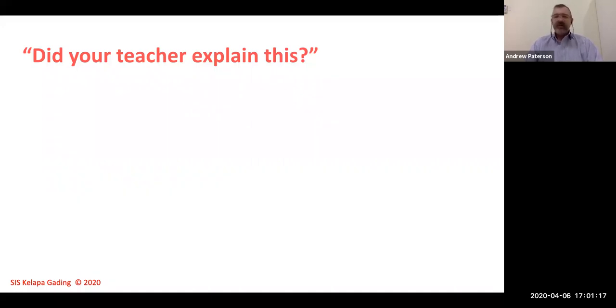No, the teacher never taught this, they didn't explain it, I've got no idea what I'm doing. Now, there are a few different reasons why a child may answer in that kind of way. The first one basically is to save face.